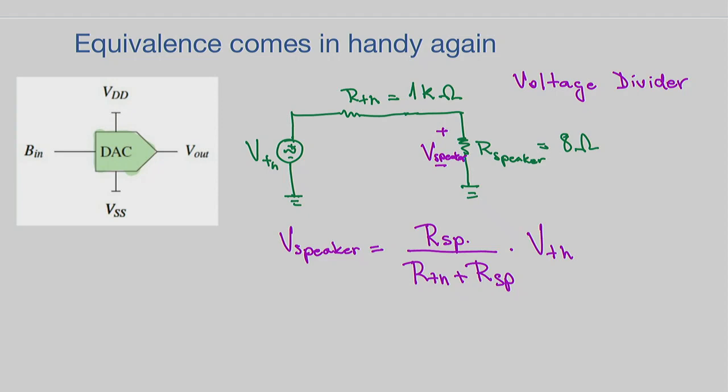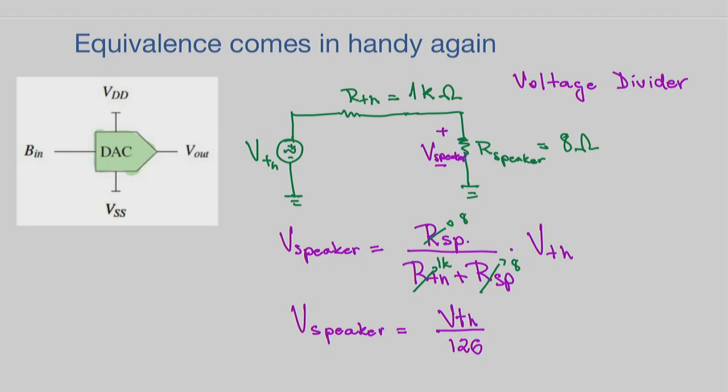Okay. So we know that R speaker is 8 ohms. We know that R Thevenin is 1 kilo ohm. R speaker is 8, so what's that ratio over there? V speaker equals V Thevenin over 126, I believe.